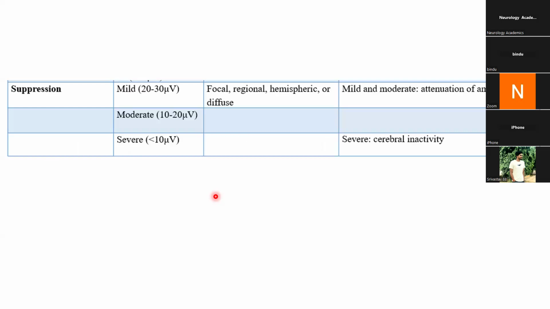Suppression also is classified based mainly on the attenuation of the amplitude. So mild means there is a 20 to 30 microvolt attenuation, moderate 10 to 20, and severe means less than 10 microvolt only is visible. So there is a severe cerebral inactivity.